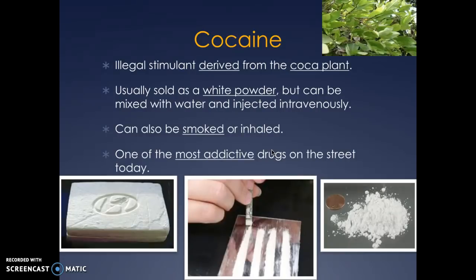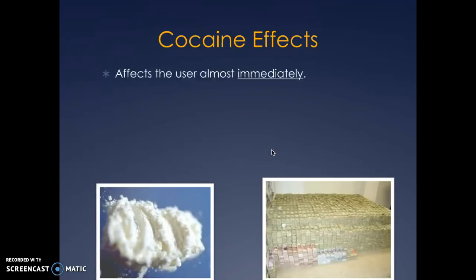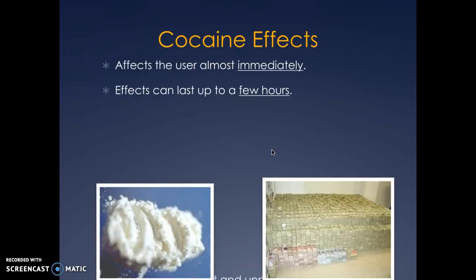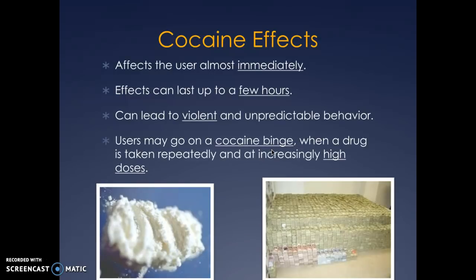Cocaine itself, we see some crack that is a lot cheaper and is used by a lot of different people. So what are some of the effects of cocaine? It's almost immediate. The effects can last a few hours, but they get to the point where they start to go to withdrawal symptoms pretty quickly.